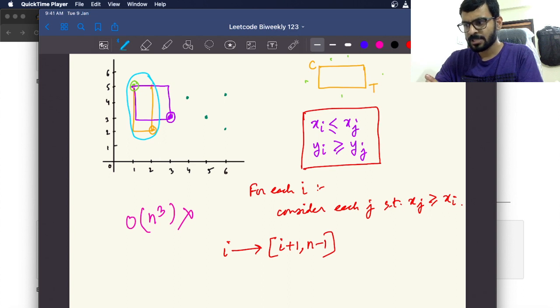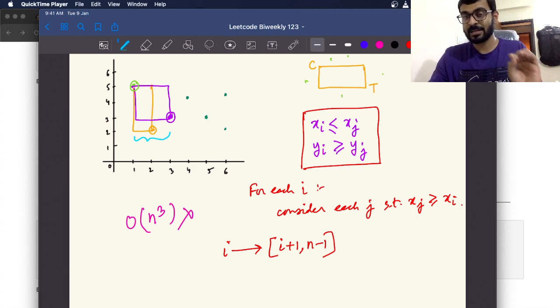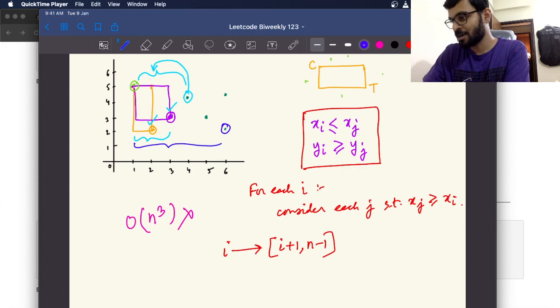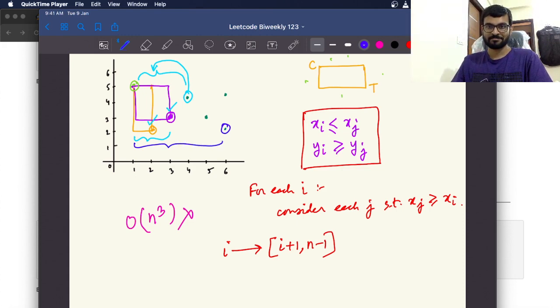Why? Because no point is lying inside. Well, for this point, I need to be careful. I need to look at, okay, between these 2 points, there is 1 point. So I should check where that is. Is that inside the rectangle or outside the rectangle? For this point, I can say that we need to check what lies between these 2 points, where this guy comes as well as this guy comes. Similarly, if I look at this particular point, I need to check, okay, between this and this, what are the points that come.